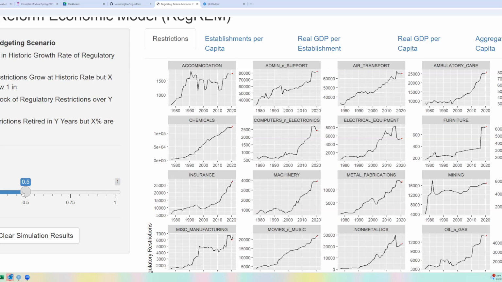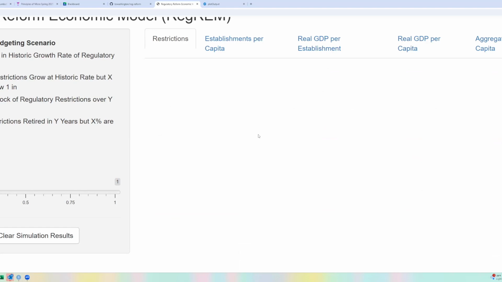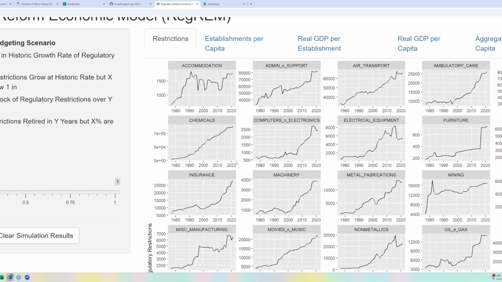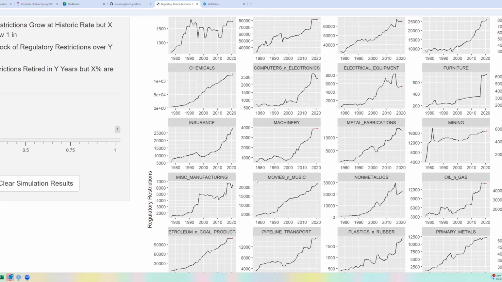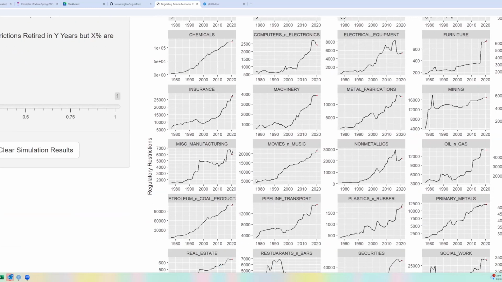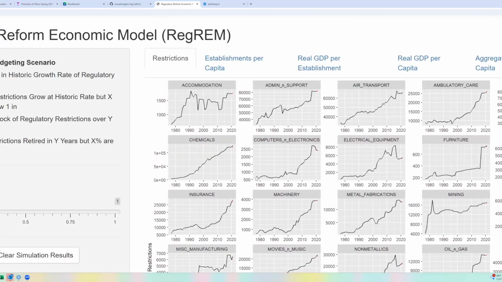So perhaps these aren't quite as dramatic as if I rerun this with a regulatory freeze, then you see that all these little red bits are horizontal. So adding additional years will show up as a whole red line, right? That describes what future regulatory levels would be.